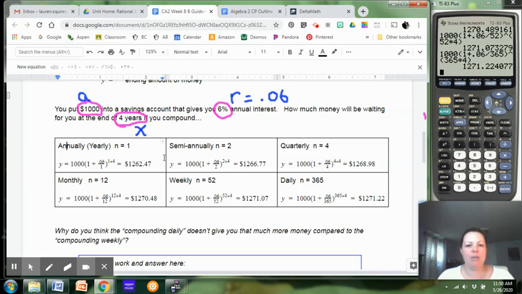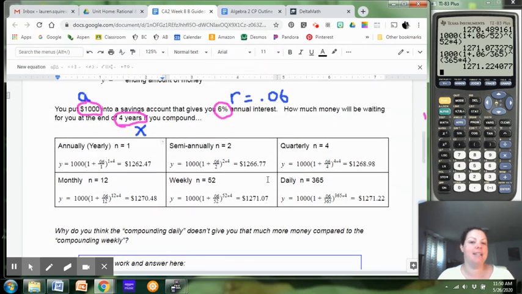And then if you look at what our final results are, 1262, 1266, so a little bit more, 1268, so we're going up even a little bit more, 1270, all the way to daily with 1271. So we gain almost a full $10, well, not quite, but almost $10 just by compounding this daily instead of compounding it once at the end of the year.